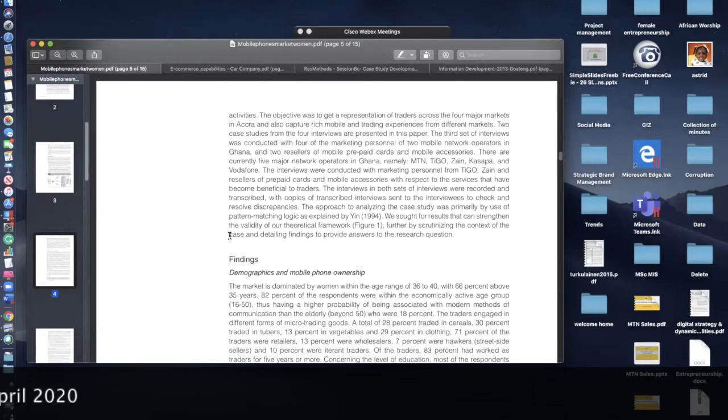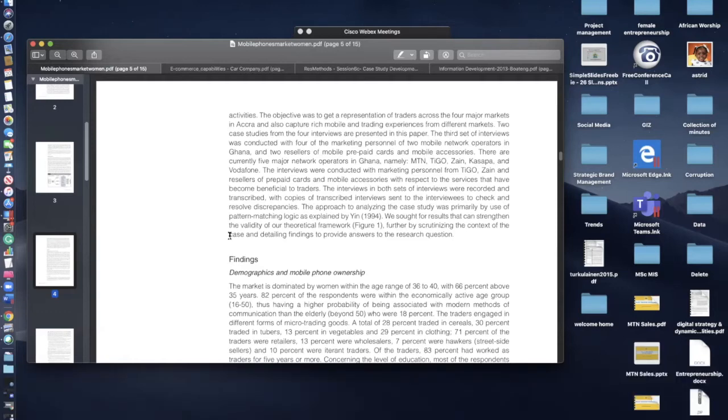The third set of interviews were conducted with 4 marketing personnel of 2 mobile operators in Ghana and resellers of mobile prepaid cards and mobile accessories. There are currently 5 major networks in Ghana: MTN, Tigo, Zain, Kasapa, and Vodafone. The interviews were conducted with marketing personnel from Tigo and Zain and resellers of prepaid cards and mobile accessories, with respect to the services that have become beneficial to traders.